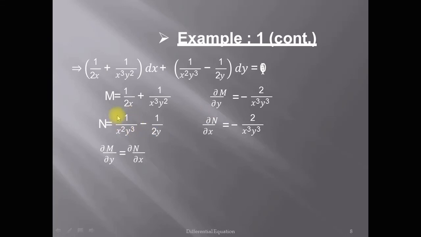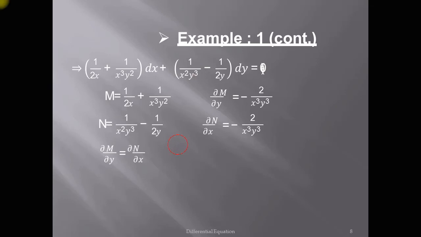Now the derivative of the N function with respect to x: the derivative of the second term is 0, and the derivative of the first term with respect to x is −2/(x³y³). Since these two partial derivatives are equal, ∂M/∂y equals −2/(x³y³) and ∂N/∂x also equals −2/(x³y³), this new differential equation is an exact differential equation.